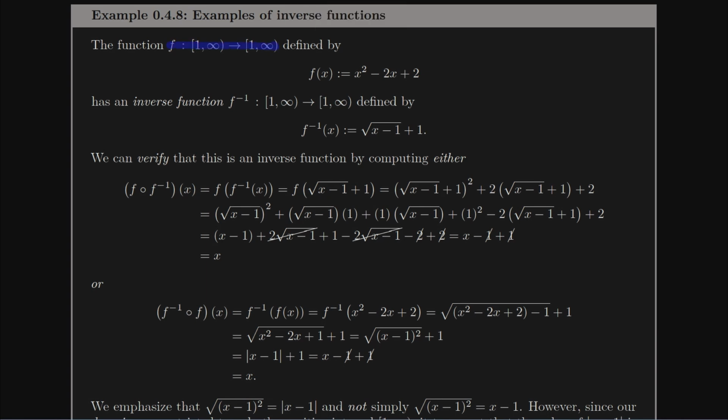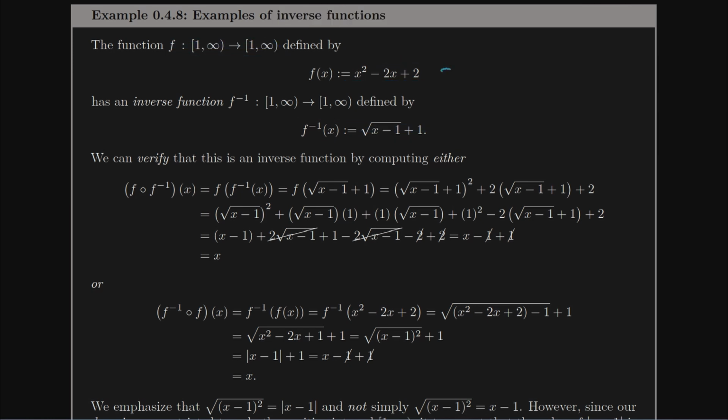So here's a function which maps 1 to infinity to 1 to infinity, so that's your domain and codomain. The function is defined by x squared minus 2x plus 2. Keep in mind we've factored this already as (x minus 1) squared plus 1. The inverse function here happens to be defined by root (x minus 1) plus 1. And you can kind of see how they mimic each other after we do factor it, but we're going to pretend we don't actually know how to find the inverse yet.